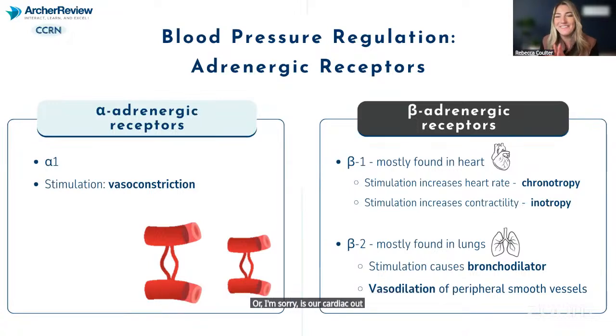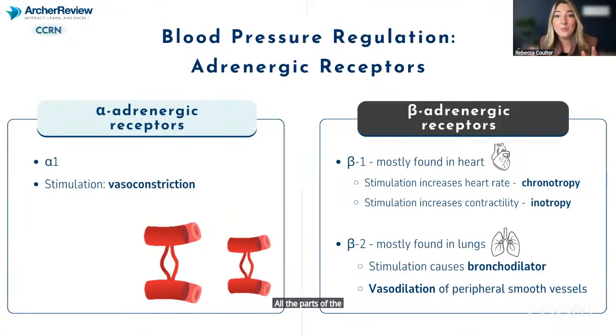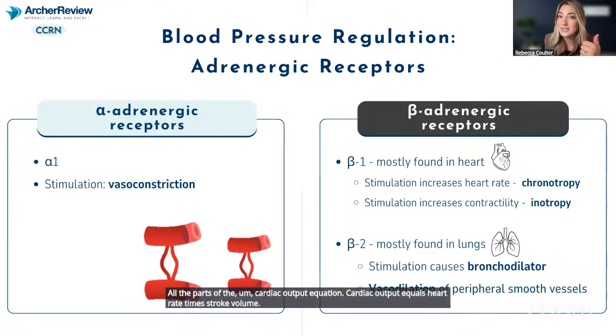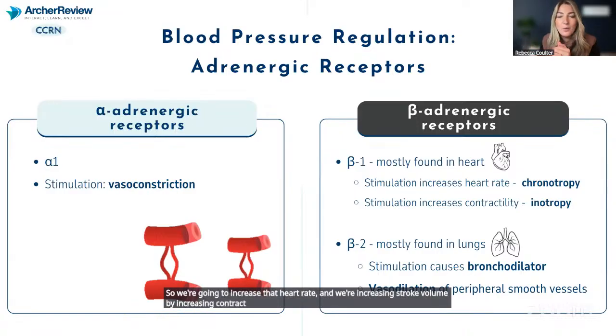Thank you. Perfect. So yes, beta 1 is all about cardiac output, and we're doing it two ways. We're doing it with heart rate and contractility. So we're affecting all the parts of the cardiac output equation. Cardiac output equals heart rate times stroke volume. So we're going to increase that heart rate and we're increasing stroke volume by increasing contractility. Perfect. Beta 1, all about the heart.